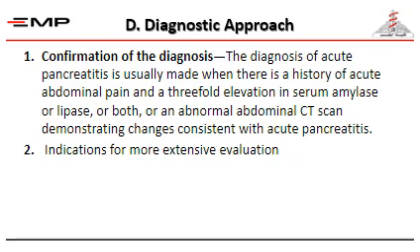Diagnosis of acute pancreatitis is usually made when there is a history of acute abdominal pain and a threefold elevation in serum amylase or lipase or both, or an abnormal abdominal CT scan demonstrating changes consistent with acute pancreatitis. Indication for more extensive evaluation: if the patient is older than 40 years and has had a single episode, and patients who have had two or more episodes of idiopathic pancreatitis, a contrast enhanced CT scan should be part of the initial evaluation. If the CT scan is negative, a reasonable and safe strategy is a combination of MRCP and endoscopic ultrasound if available.